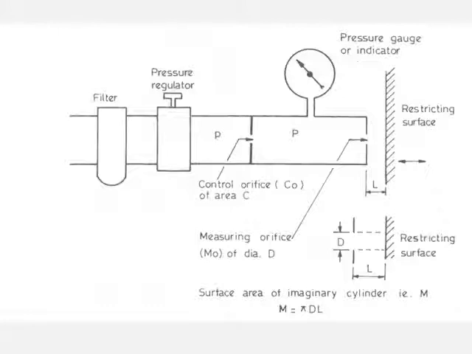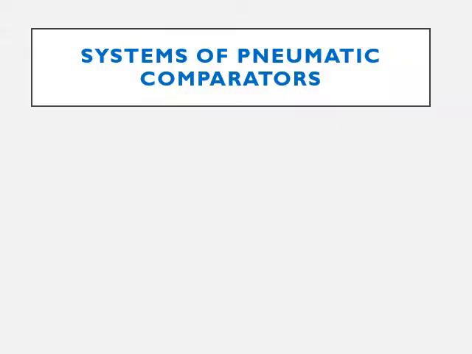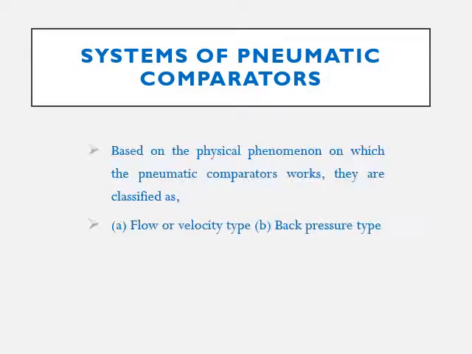So the measuring orifice D is going to change because of the change in the pressure P in this measuring section, and that pressure is measured with the help of a pressure gauge or a pressure indicator, and finally it can be easily calculated. Surface of imaginary cylinder M is equal to pi into capital D into small l. Systems of pneumatic comparators: there are two types of systems of pneumatic comparator. One is the flow or velocity type. The second one is the back pressure type.